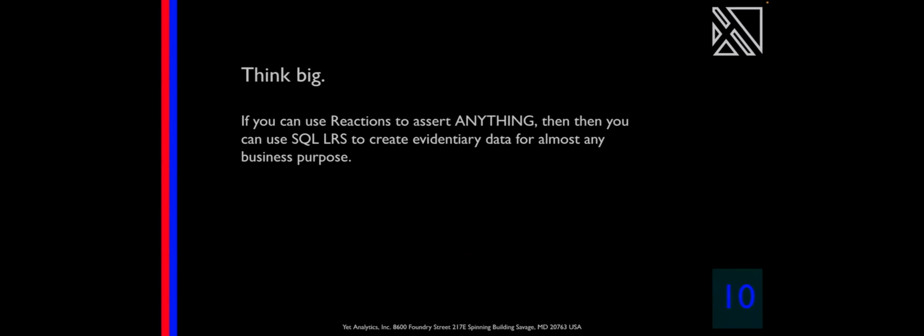This means that Reactions can assert anything. This is the big story. You can use xAPI statements coming into SQL LRS to assert anything, and you're going to assert it as xAPI data within SQL LRS, and it will always be available there as immutable data. So think big. If you can use Reactions to assert anything, then you can use SQL LRS to create evidentiary data for almost any business purpose.